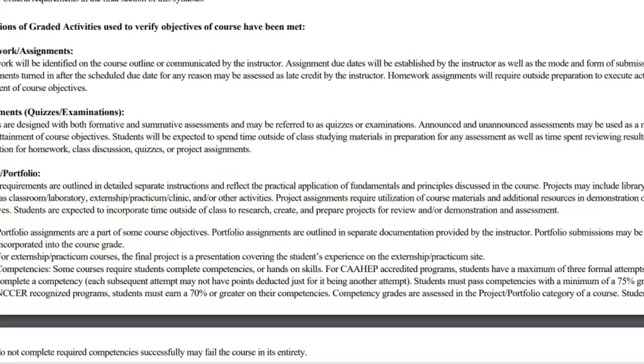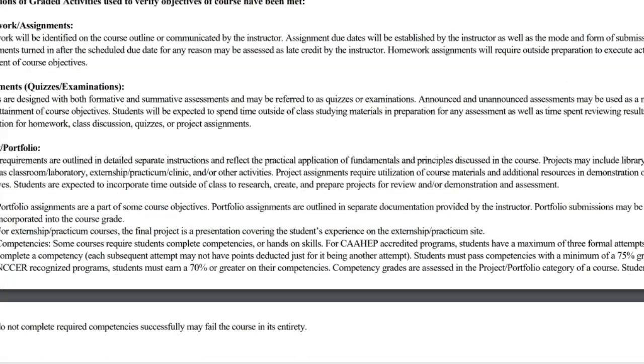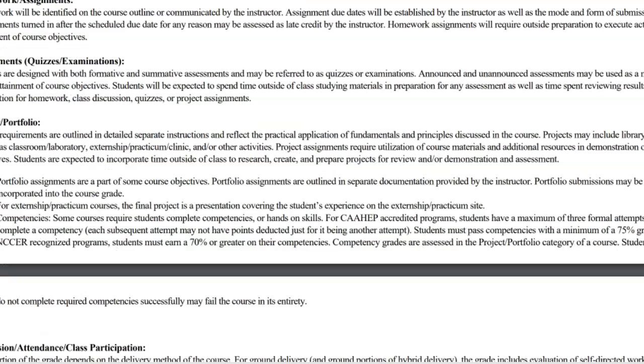So the project requirements will be outlined in a separate set of instructions, and they will reflect the practical application of fundamental principles that are discussed in the course. Projects may include library research as well as classroom and lab, externship, practicum, and other activities, and so forth.